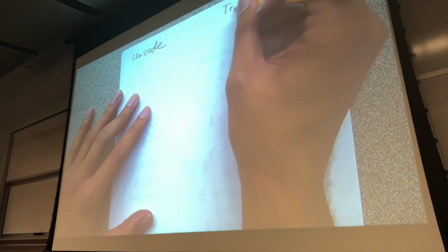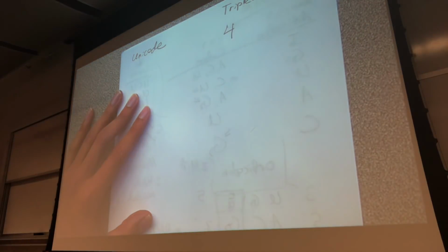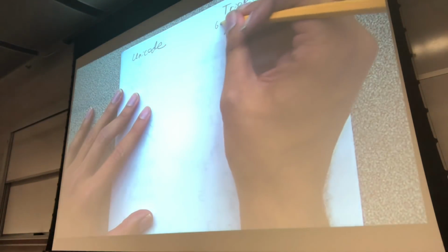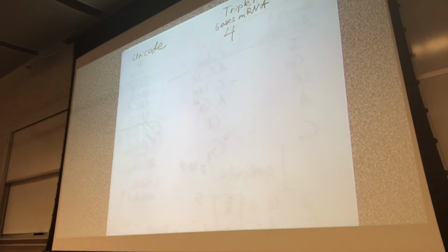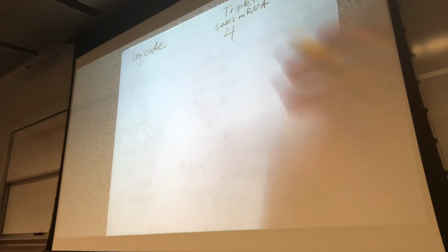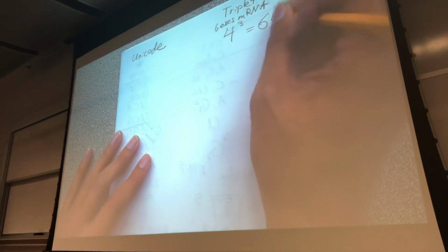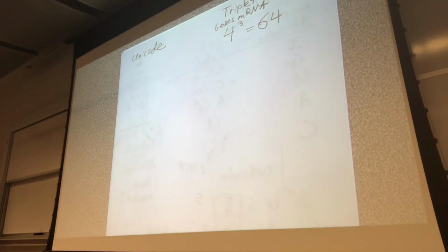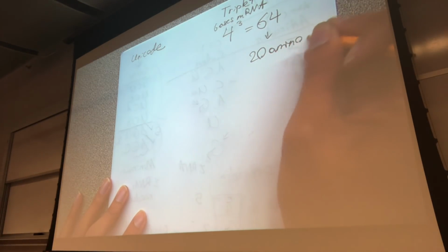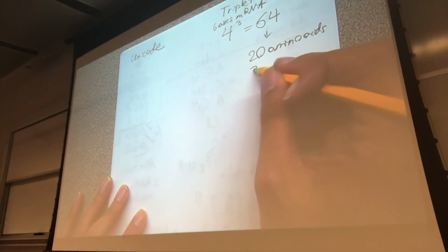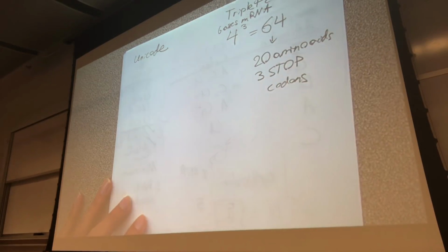So remember the fact that we have a triplet code. What that means is we have 4 possible bases in mRNA. And if we take 3 bases at a time, 4 to the power 3, we can create 64 possible combinations. Those 64 possible combinations will code for your 20 amino acids and 3 stop codons. So that's with the triplet code.